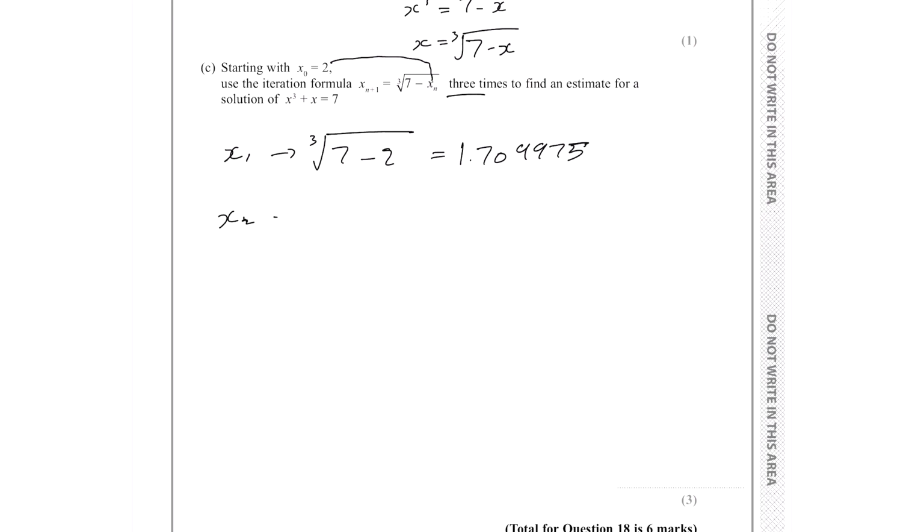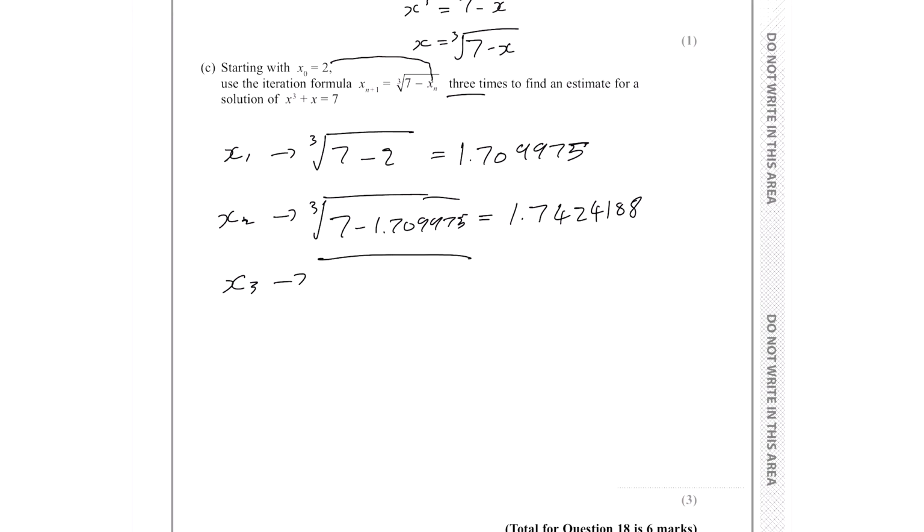And then x2, do the exact same thing, but this time I'll substitute the previous answer in, so that's 1.709975, and that gives me 1.74244188. Then we have x3, and I'll do the exact same thing again, substitute the previous answer in, so that's 1.742488, and that becomes 1.73888495.